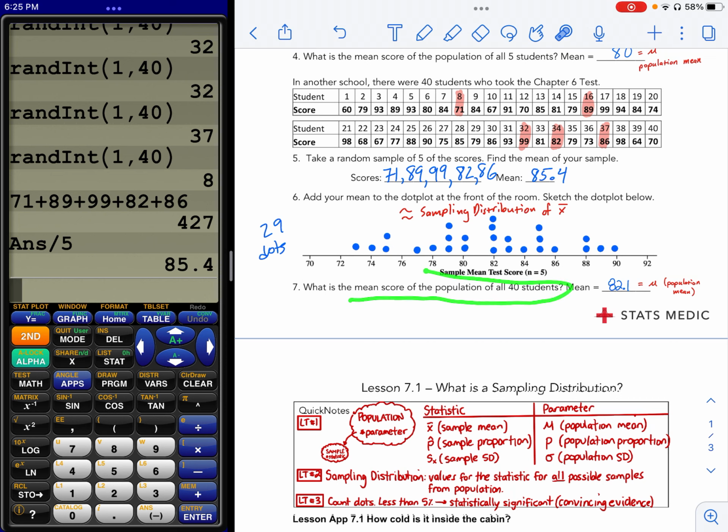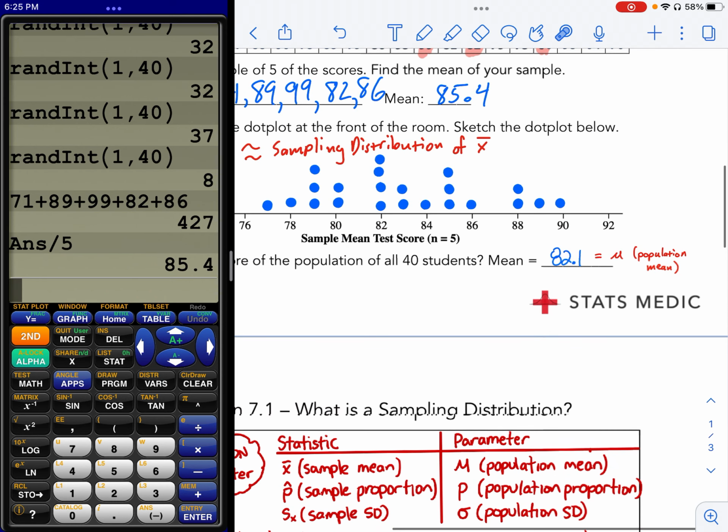And then here, what is the actual mean score for all 40 kids? Meaning add them all up and divide by 40. Whew, so don't take a sample of 5. Actually do the entire population. Well, I've already done it for you. And I got 82.1. Okay? And again, since that's all 40, that is the population mean.